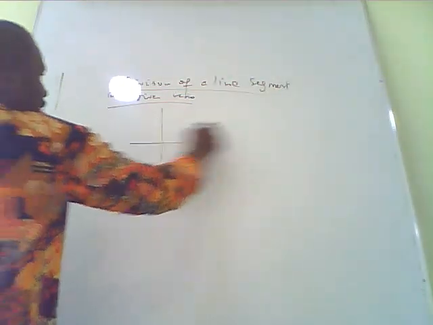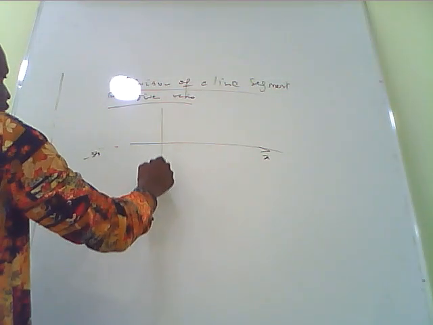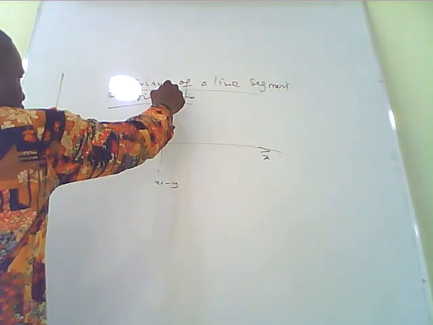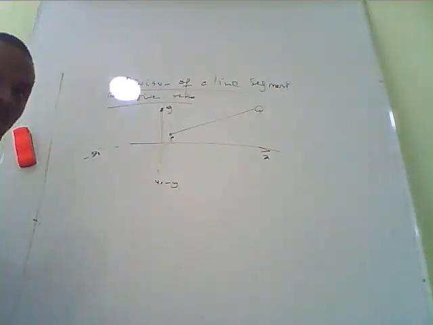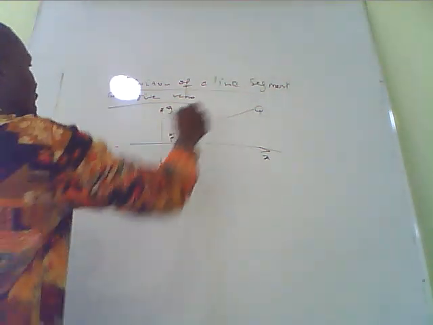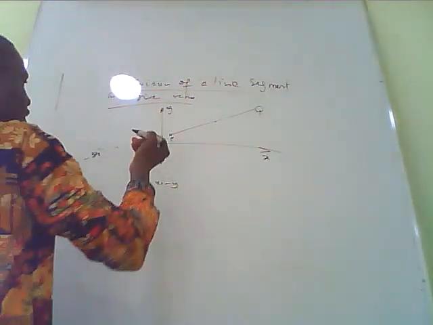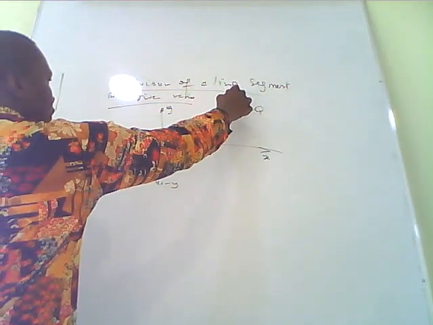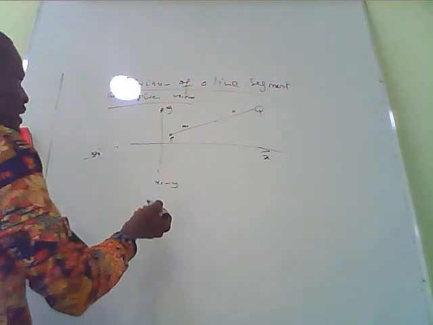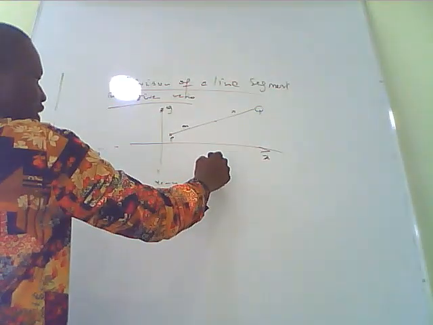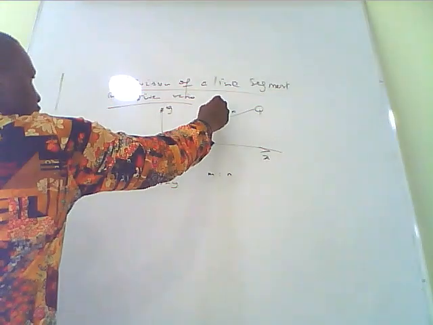So at this point, if you have this line, you have your x, you have your negative x, you have your negative y, you have your y. Now we have this line PQ, and we want to divide this line into two parts. Let's just say the ratio is m is to n. So we have the ratio as m is to n.